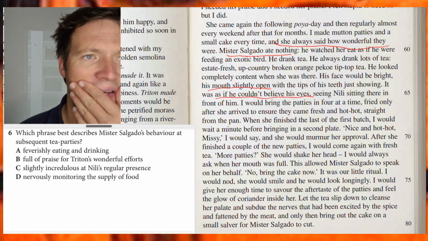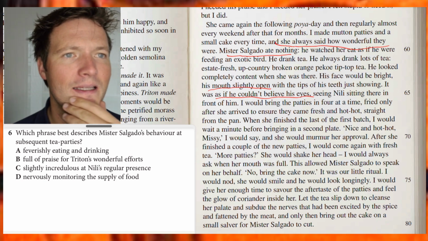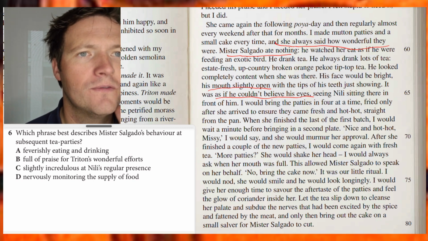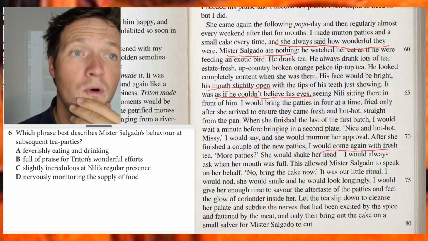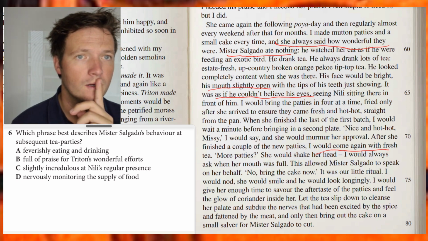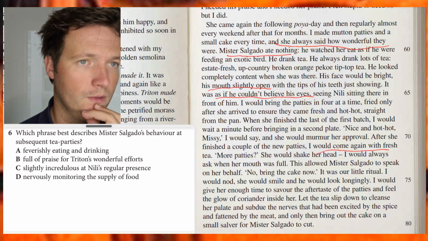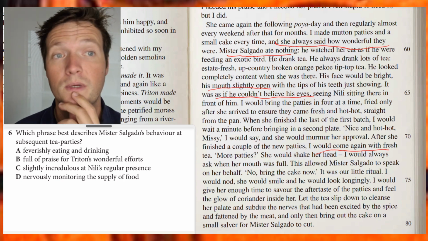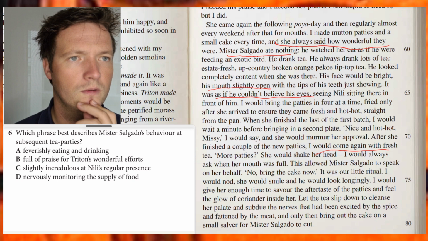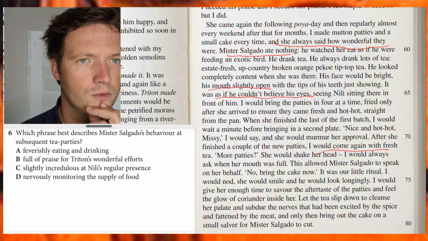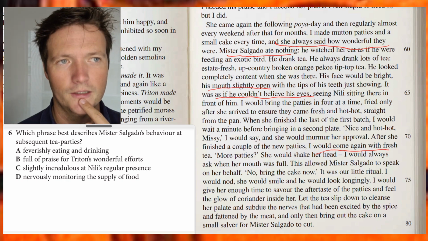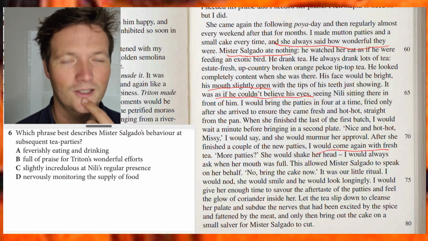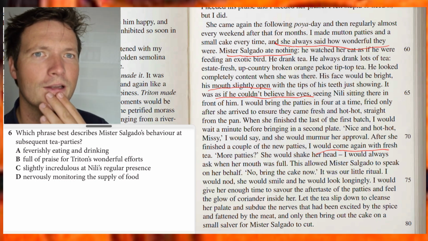I don't know. Does he say anything about that? So after line 71, I would come in again with fresh tea. More patties? She would shake her head. I would always ask when her mouth was full. This allowed Mr. Salgado to speak on her behalf. No, bring the cake now. It was our little ritual. I would nod, she would smile, and he would look longingly. Longingly, like he wanted something. He wanted her, didn't he?